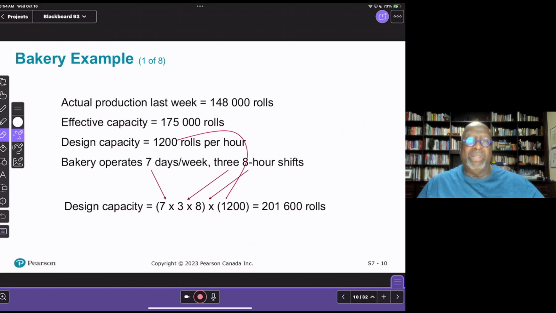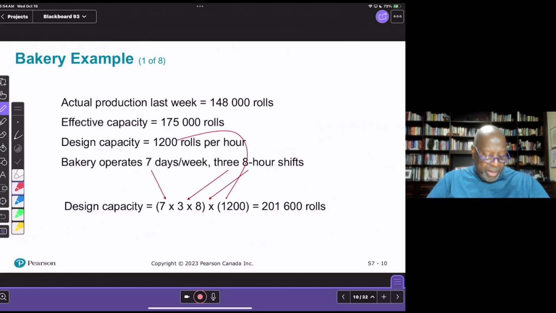Of course, the company would have a sense of if it is going to do preventive maintenance, if there's some changeovers that are happening. And so while we know the speed of the equipment to calculate the total or the maximum capacity, we have to take into consideration the need to do those other things that reduces our ability to really utilize the full capacity. So the effective capacity is 175,000 rolls, and then we have the design capacity of 1,200 rolls per hour.